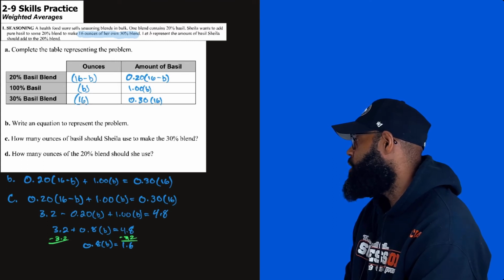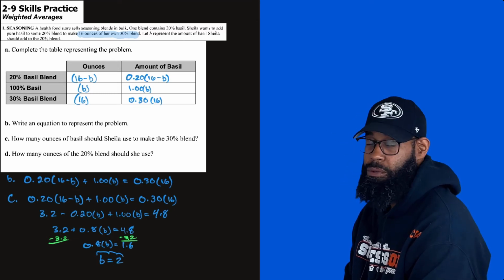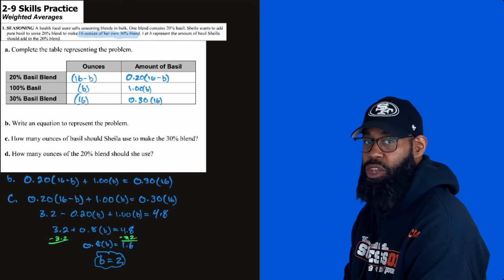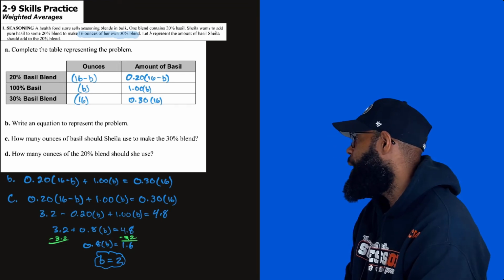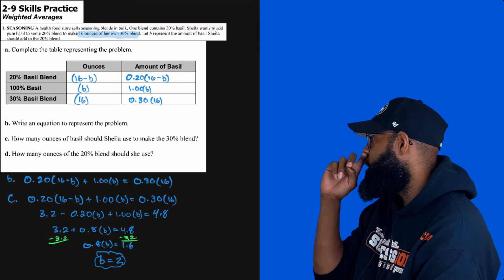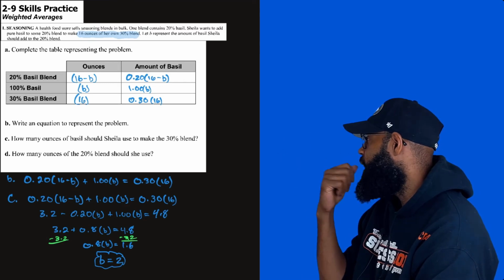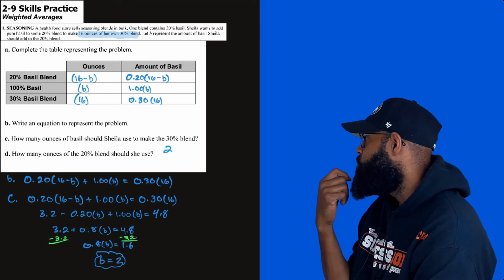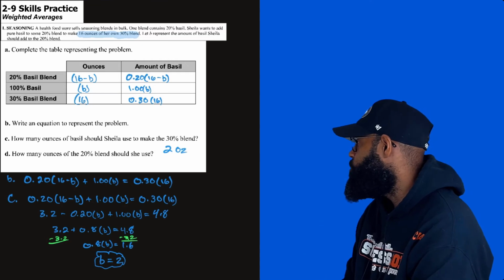So, solving the equation, and here, let's go ahead and show. Am I going to show it? Maybe not. B is equal to? B is equal to 2. So what does that mean? Right back up to that chart, where's the B at? It's underneath ounces for 100% basil. So I need 2 ounces of 100% basil.